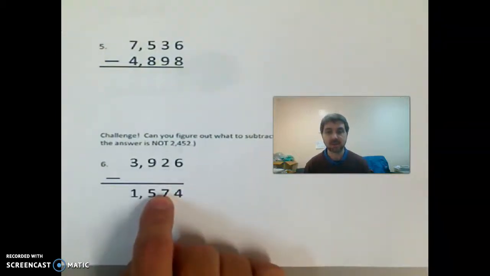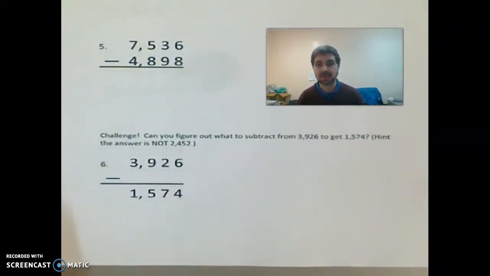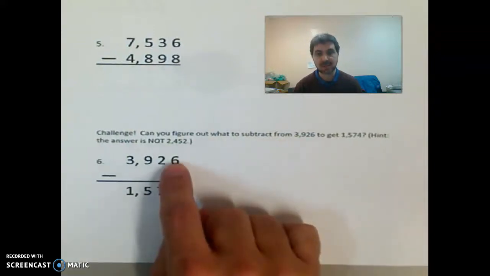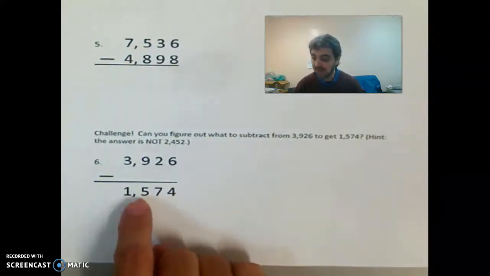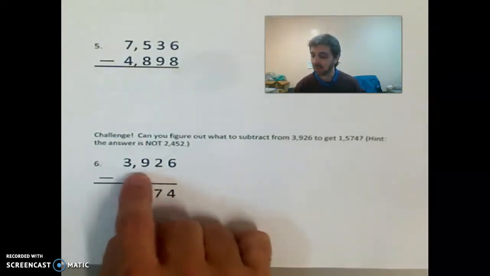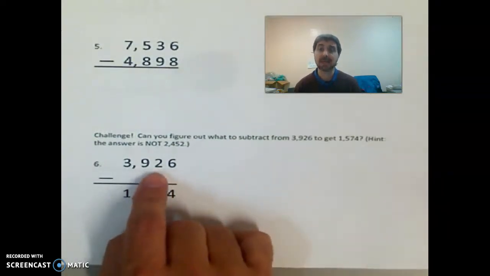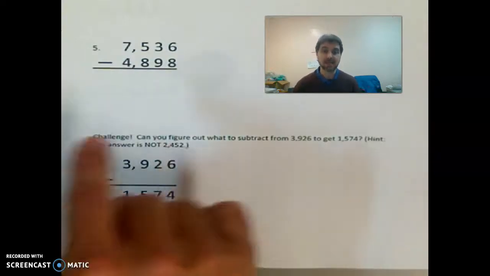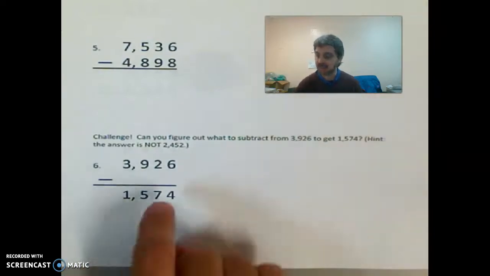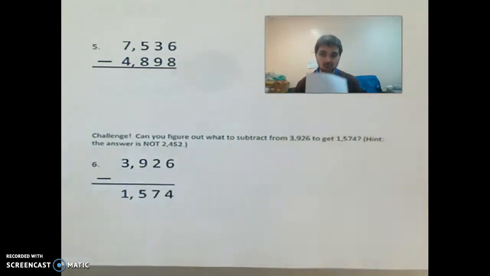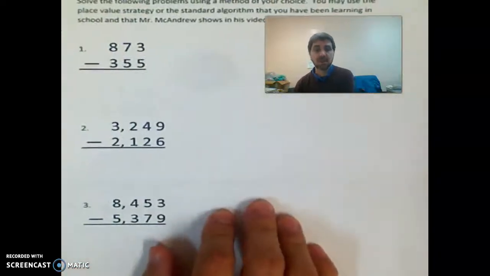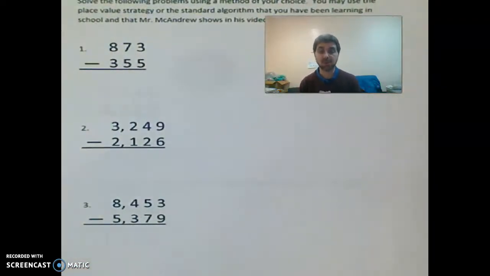This problem down here is a challenge. What I'm asking is, can you figure out what to subtract from 3,926 to get 1,574? So this is missing. And I gave you a hint. The answer is not 2,452 because there has to be some regrouping that happens. There's one regrouping that has to happen to get this answer. So tomorrow, I will review the problems. But do your best. Use one of the strategies that we've been discussing.